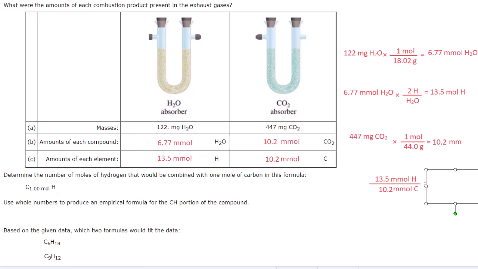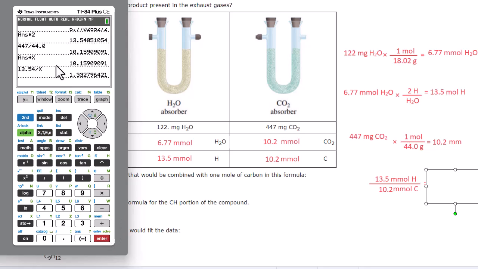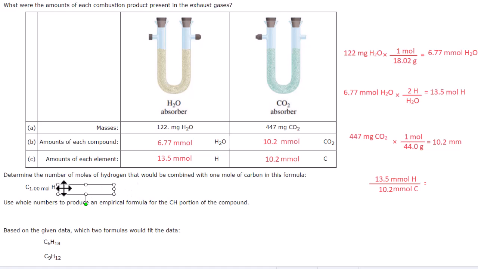Calculator up. I'll take my 13.5. If I want, I'll do a 13.54. Just toss an extra digit in, divided by X, or I could have done divided by answer. And I will see that there's 1.33 times more hydrogen than carbon in this formula. So I really have a formula. This would be valid for anybody doing this experiment.